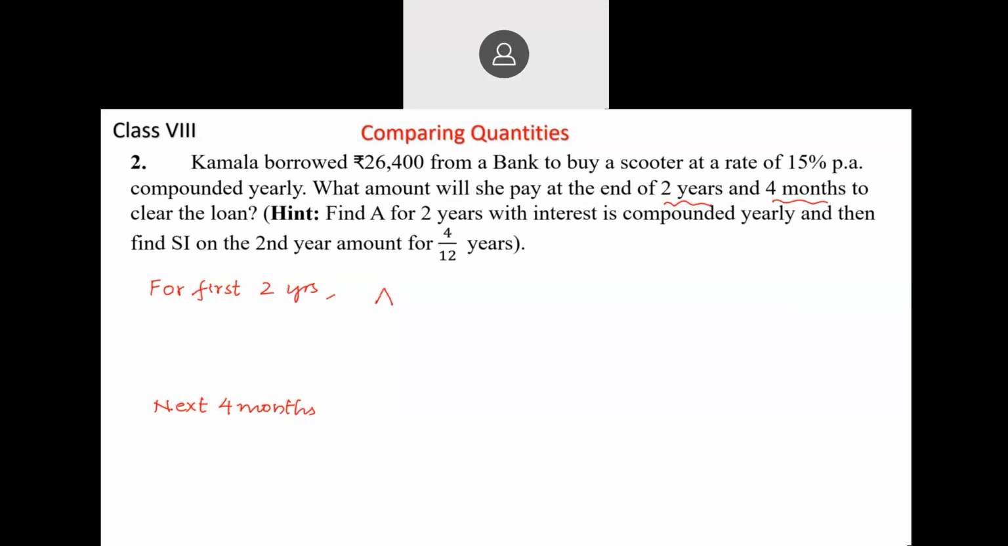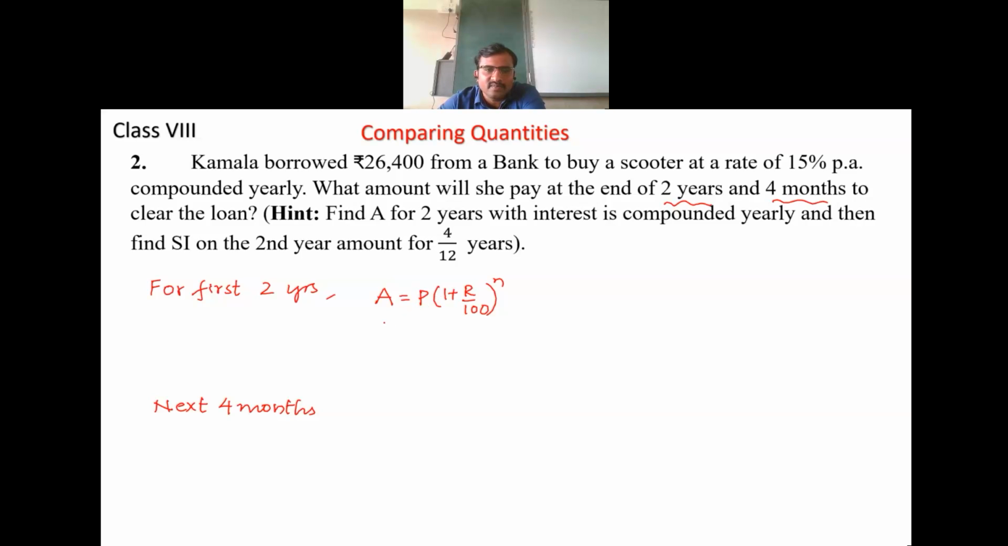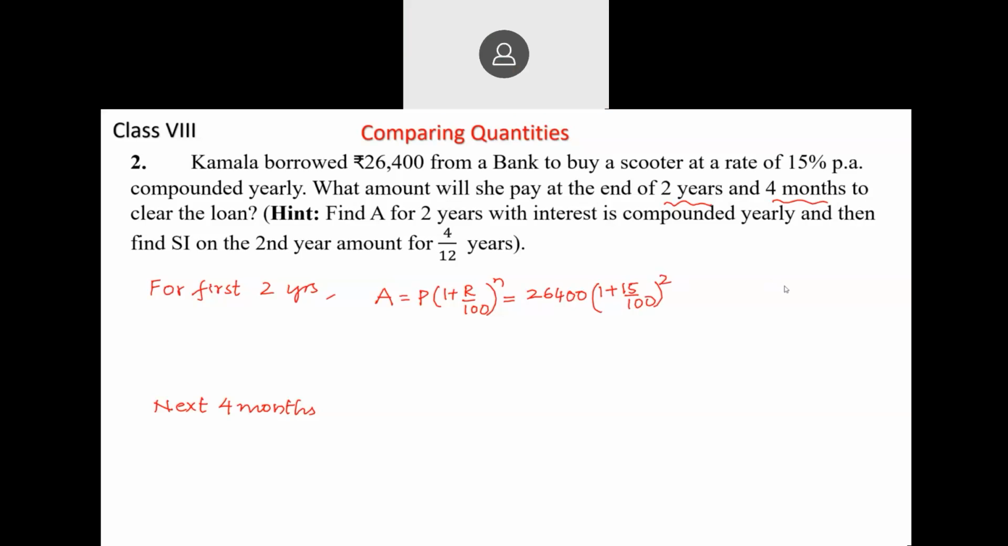So for the first 2 years, we use the formula A is equal to P times of 1 plus R by 100 to the power N, by taking the number of years as 2, rate of interest as 15, principal as 26,400. So let's substitute the values. It is 26,400 to be multiplied to 1 plus 15 by 100, to the power 2. Sir, we can take it as 7.5, sir. 7.5. Why 7.5? It is compounded yearly. Yes, correct.